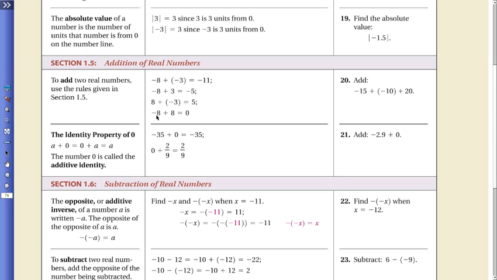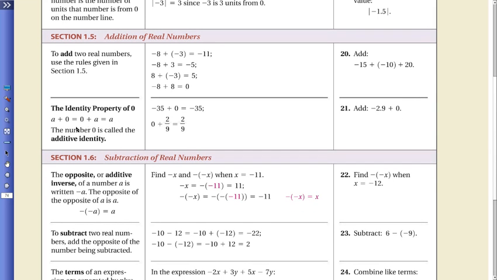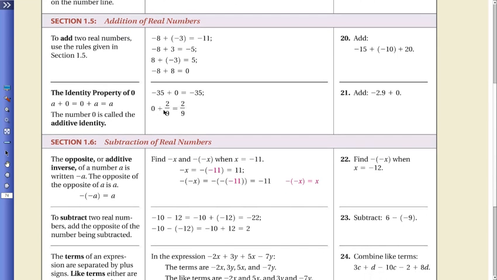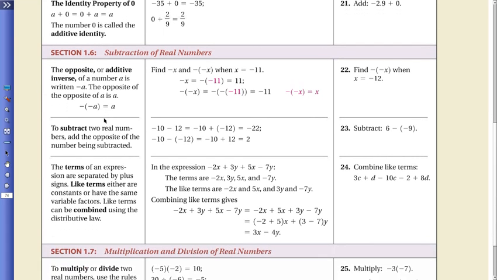Okay? And they also show additive inverses, or adding opposites, or adding the number that is negative 1 times it, and you always end up with 0. And that's where this identity property becomes important, that if I add 0 to anything, it just brings back that same value. That's what the algebraic expression here is, they show 2 examples. Then subtracting real numbers. Here's that opposite or additive inverse defined.